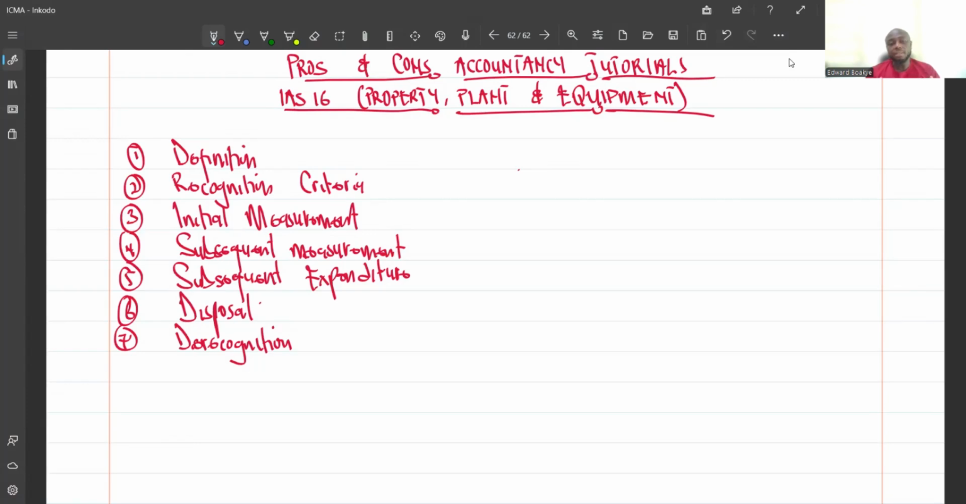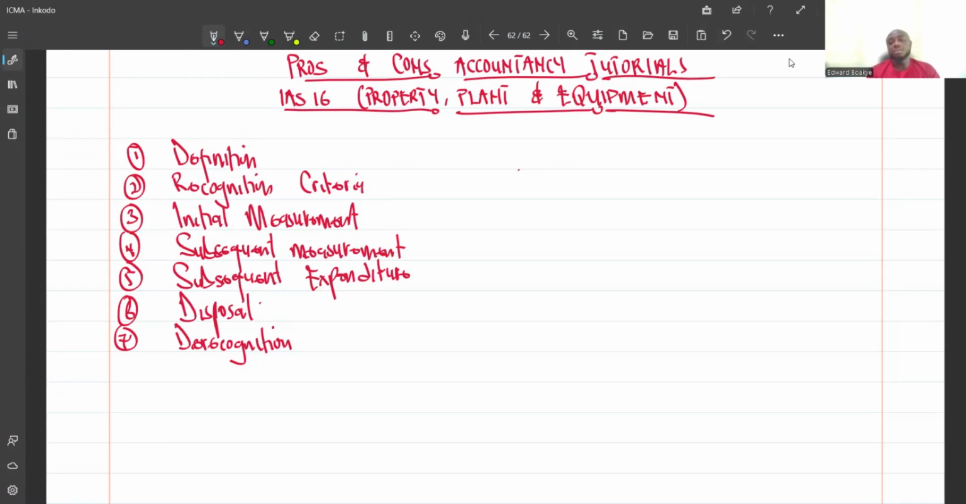So whatever asset or standard in relation to assets that you are working on, you should have these issues in mind. Once you are able to cover these issues, then whatever scenario is posed to you on that asset, you will be able to deal with it and make it simple for yourself. Okay. So today our focus is on one standard in relation to assets, named PPE or property, plant, and equipment.